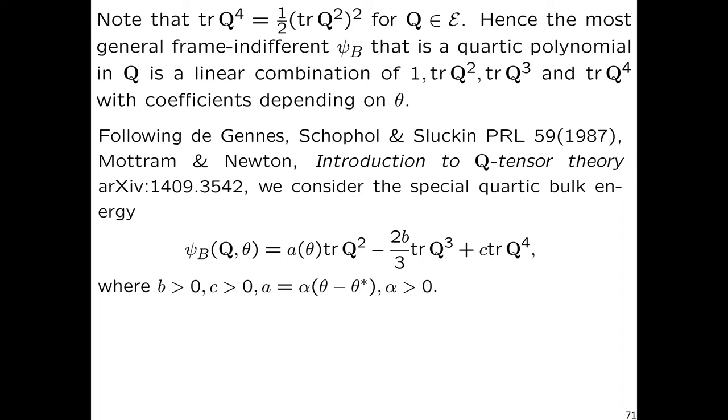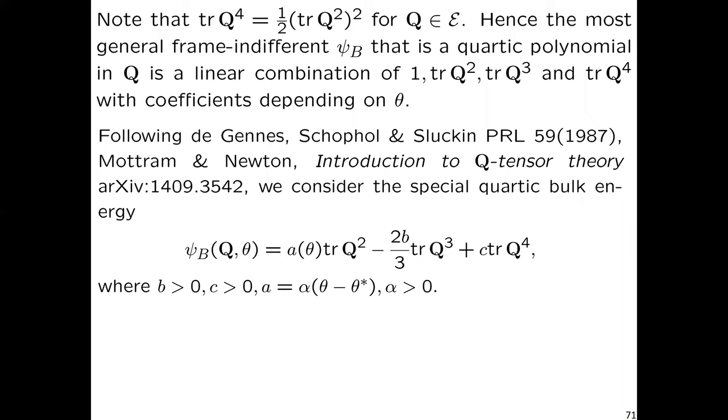So I mean, trace Q cubed times trace Q would be zero, and trace Q squared would be four. So that means that, following Gennes and Schopohl and Sluckin, there's a very nice introduction to the theory. We consider this special quartic bulk energy.